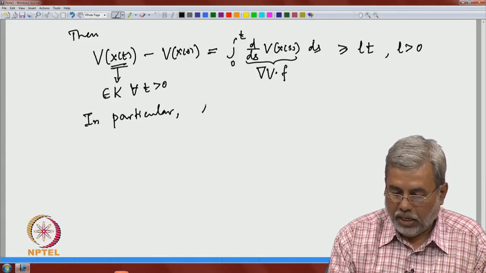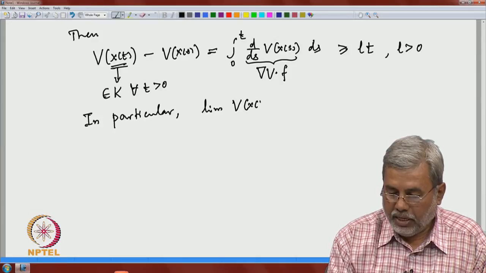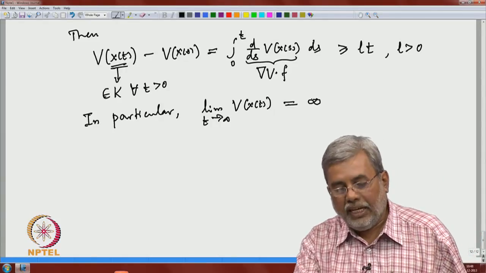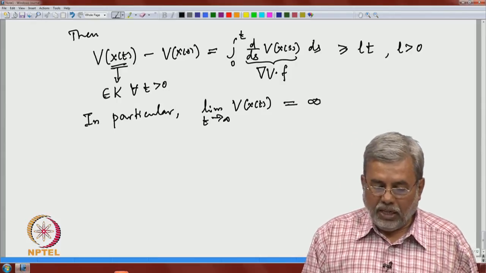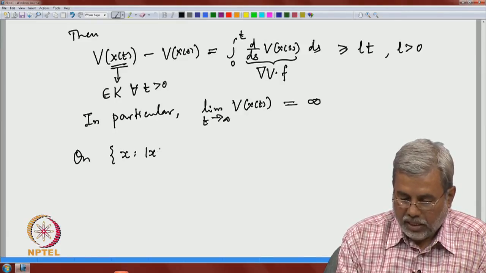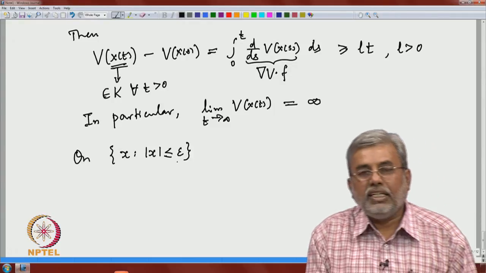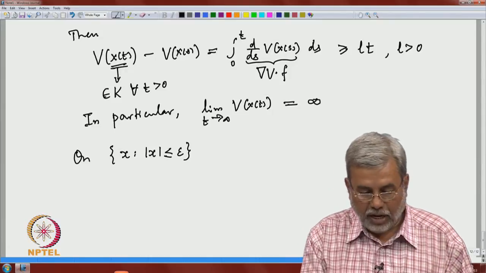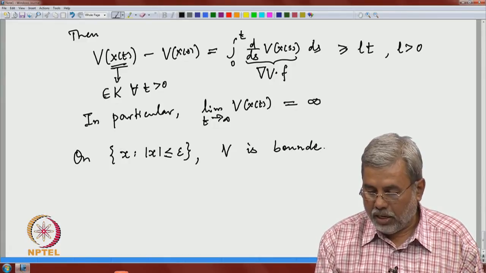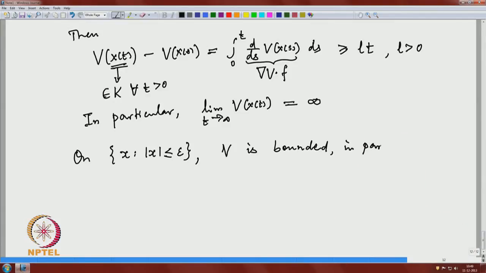Okay. So in particular, this proves that the limit of v of x t as t tends to infinity is infinity. That doesn't say anything about x t as of now. But now you see, on this set, norm x less than or equal to epsilon, which is a compact set in the Euclidean space Rn, v is continuous, so v is bounded. In particular, v is bounded on k, because k is a subset of this.